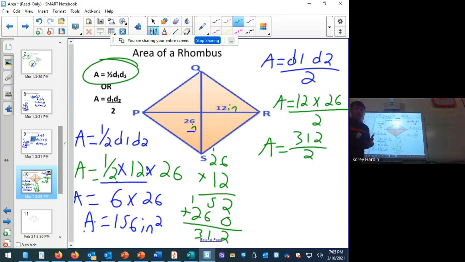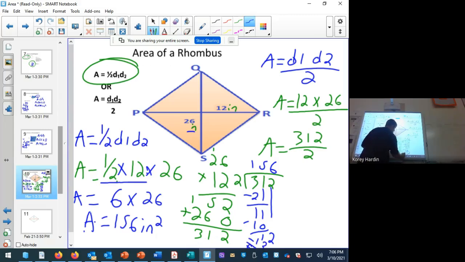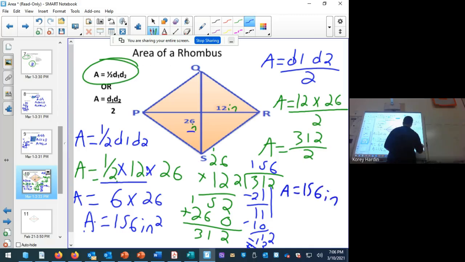So that's an improper fraction, as you can see, but I can get rid of that because I'm just going to divide it. So I've got 312 divided by 2. 2 goes into 3 one time. 1 times 2 is 2. Subtract it. I get 1. 2 goes into 11 5 times. 5 times 2 is going to be 10. So I subtract it, I get 1. Bring down the 2. 2 goes into 12, 6 times. 6 times 2 is 12. That equals 0. So, area equals 156 inches squared.